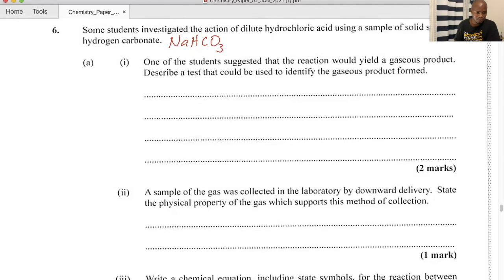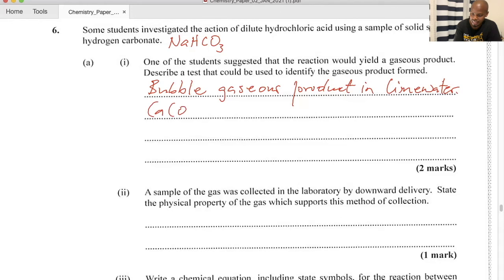Describe a test that could be used to identify the gaseous product. The only gaseous product we can get when we have hydrogen carbonates and carbonates reacting with dilute acid is carbon dioxide. So the test that we'll use, we will bubble the gaseous product in lime water. And lime water is not lime added to water when we're trying to lose weight or to boost our metabolism. Lime water is calcium hydroxide.